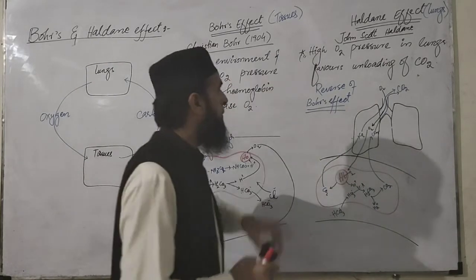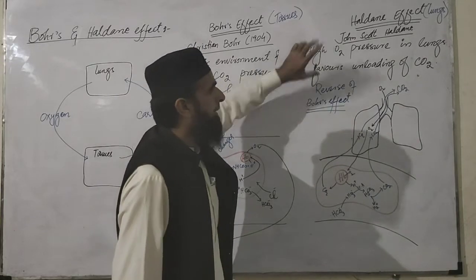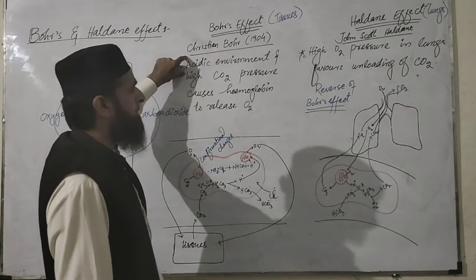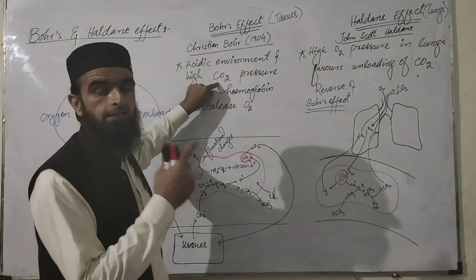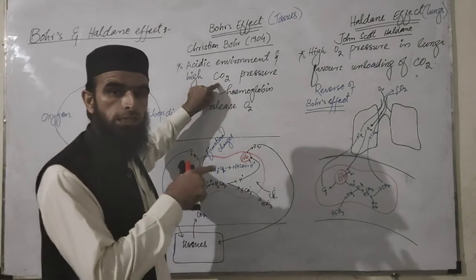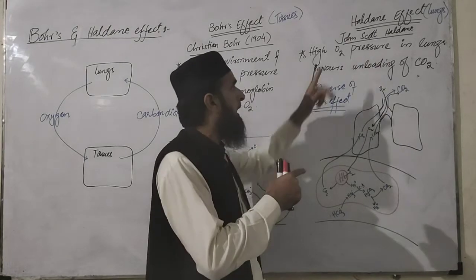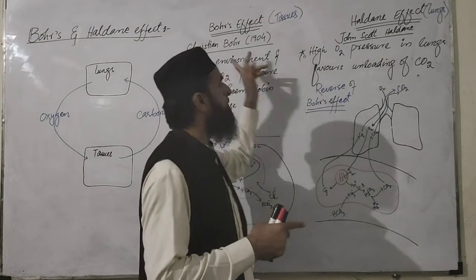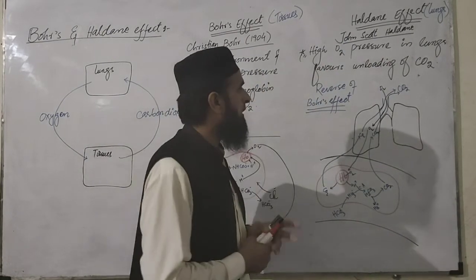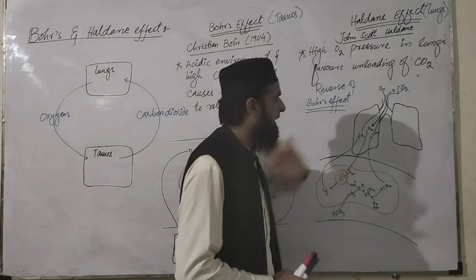this is the Haldane effect. What happens here? Over here, in the Bohr effect we have discussed that the carbon dioxide concentration or pressure unloads oxygen, and here oxygen pressure unloads carbon dioxide. This means the Haldane effect is the reverse of the Bohr effect. So what happens here in the lungs?